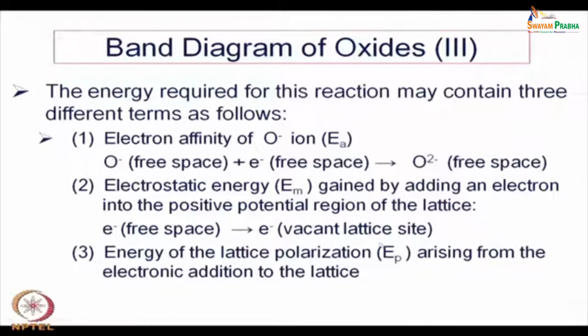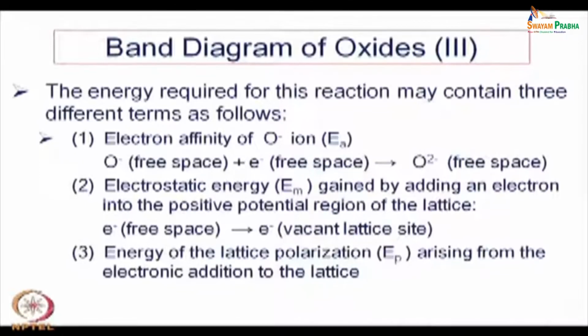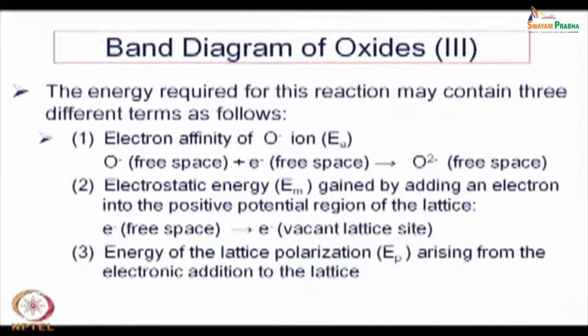So, the energy required for this reaction may contain three different terms as follows. First is the electron affinity of the O minus ion, designated as EA: the energy change by the process of adding one electron to the O minus ion.